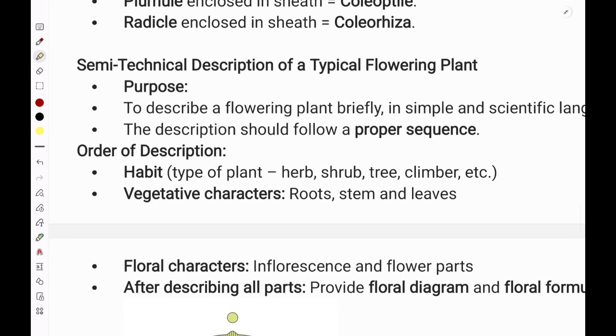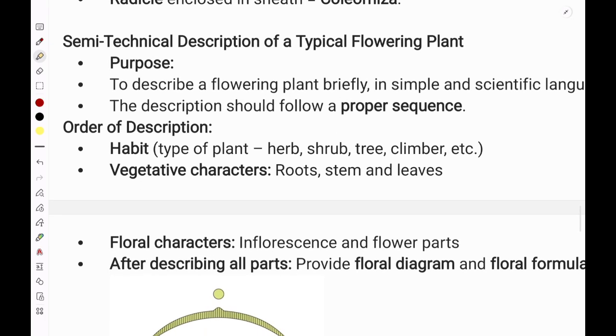If we talk about the description of a typical flowering plant, flowering plants are recognized generally by the kind of flower they have. For this, there are different kinds of identification points which are mentioned in the book for proper sequencing of plants.